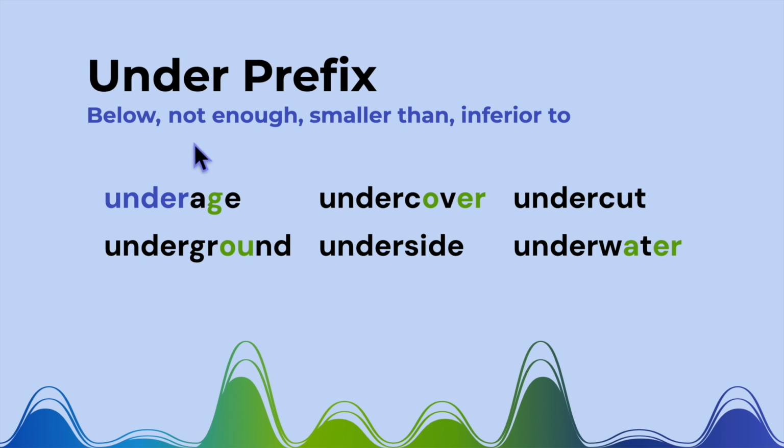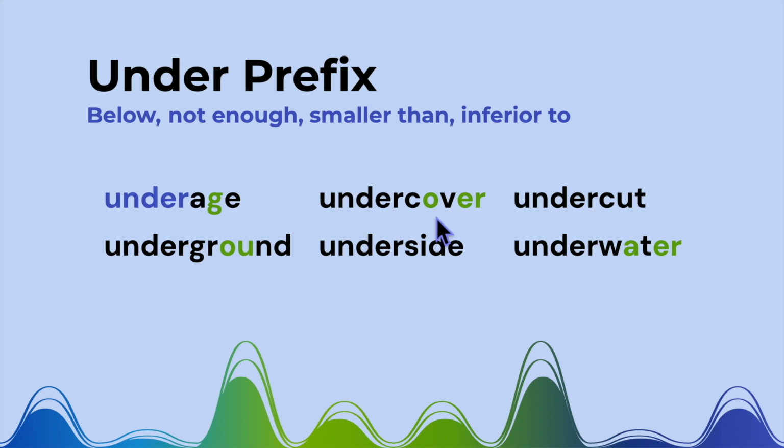Under means below, not enough, smaller than, or inferior to. Here we have the root age, G followed by an E, I, or a Y, usually, but does not always have to use its soft sound of J. So here we have the root age. Underage refers to a person who is below the age requirement. They are not old enough for the activity.